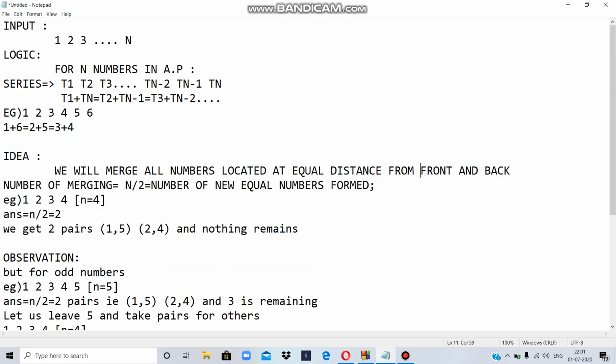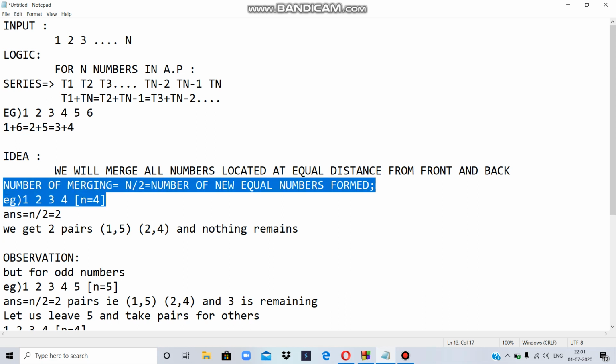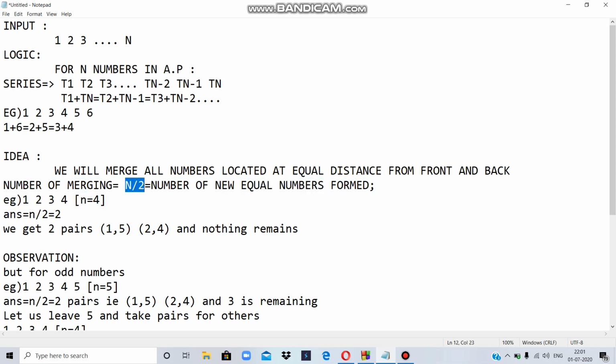Let's start with some examples. Suppose we take n equal to 4. The numbers are 1, 2, 3 and 4. Initially, I can tell you what the number of mergings will be. Clearly it will be n by 2.